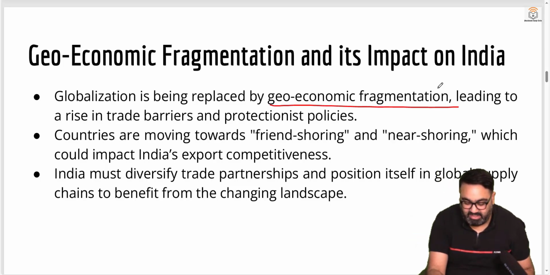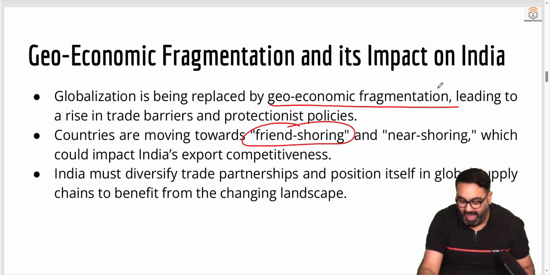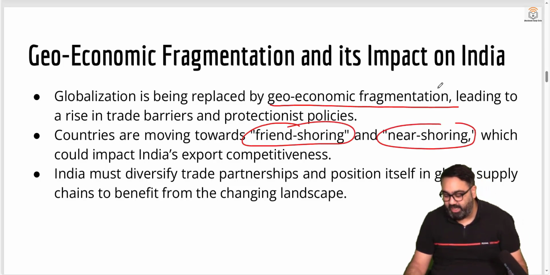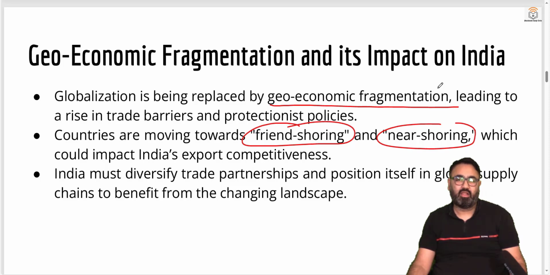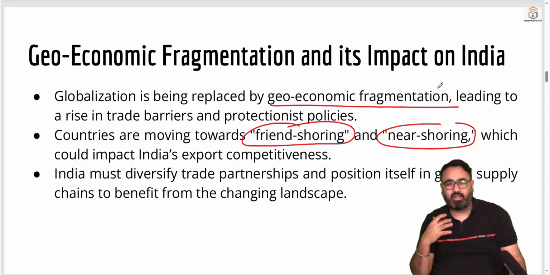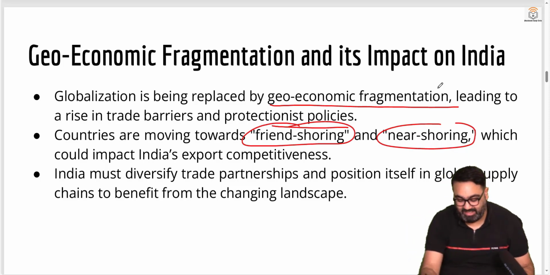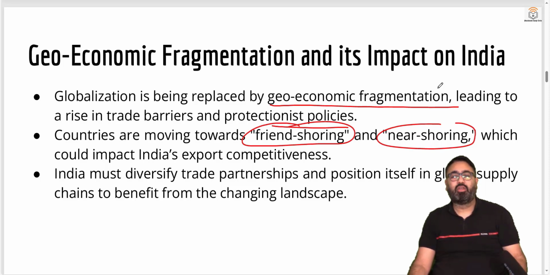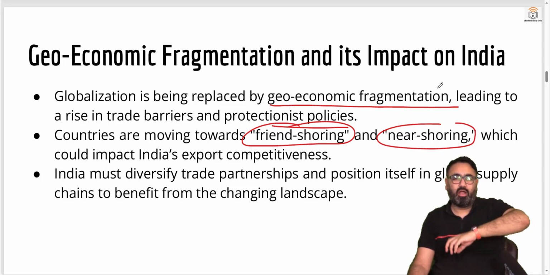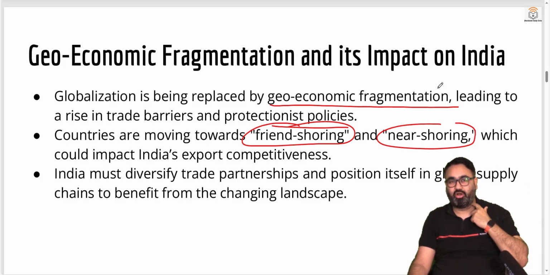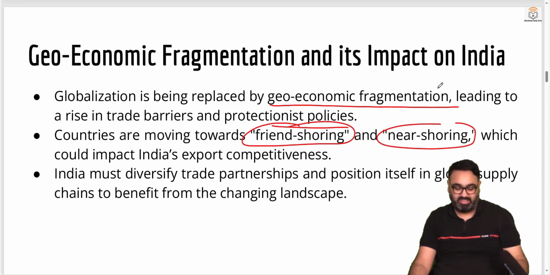For example, there are terms such as friend-shoring and near-shoring. Friend-shoring means we'll only deal with or trade with countries that we consider our friends. Near-shoring means we'll only trade with those countries that are considered to be our neighbors. So we won't be as open as we were to other parts of the world. This will lead to a lot of protectionist policies. Protectionist policies again mean that you put up barriers so that it's not easy for any product to come in from outside and then be sold into your country.